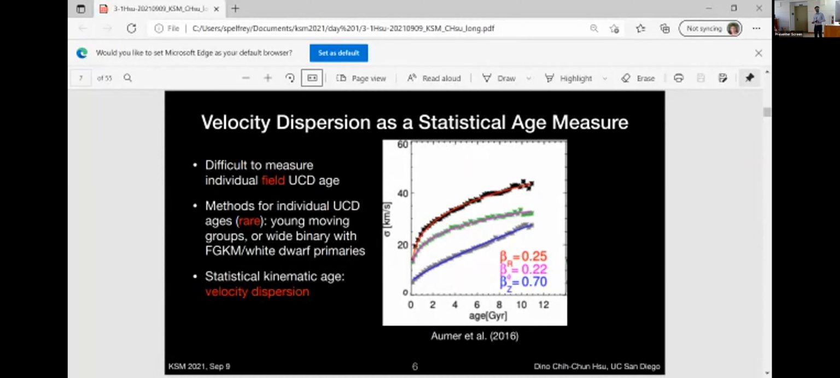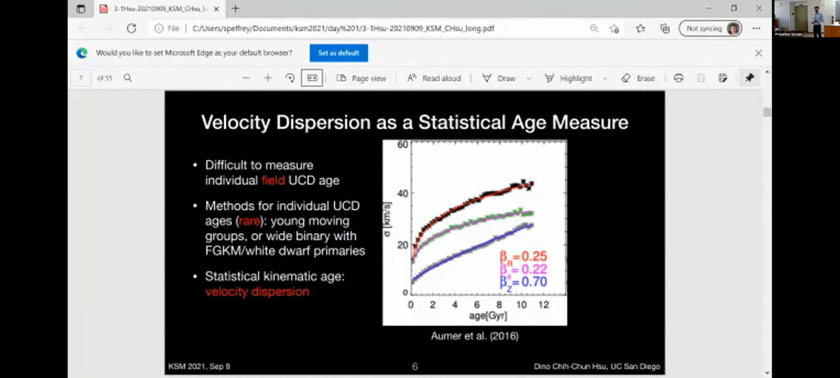With that all being said, it's pretty hard to measure field UCD age, and there are only a few ways to measure it: in some young moving group members, for example, or you can find a binary that's associated with higher mass primaries or a Y dwarf. But fortunately, as a population, they follow the same physics. There's a disk heating mechanism that we can use, the so-called age-velocity dispersion relation, with a statistical or ensemble age for a population of stars.